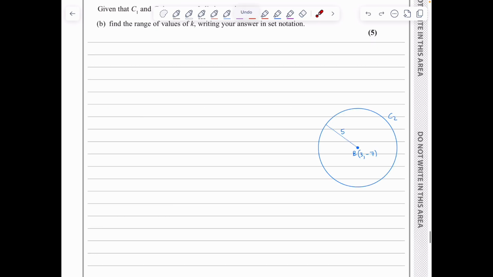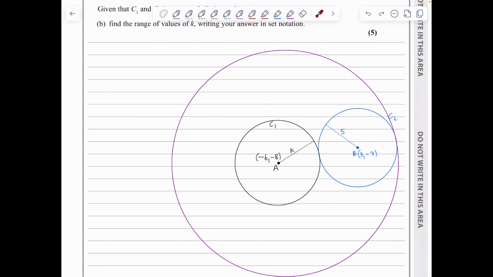We've got the circle C2 centered at (3, -7), having a radius of 5. We've got the circle C1 here. This is the first critical value where the two circles are tangential on the left hand side. And then if I open up the radius of C1, we've got the second critical value at which point C1 is tangential to C2 on the right hand side as shown. Now it is crucial to determine the distance between A and B.